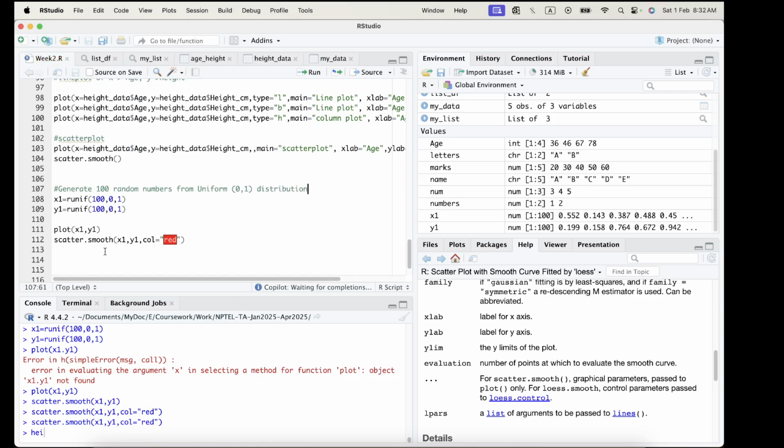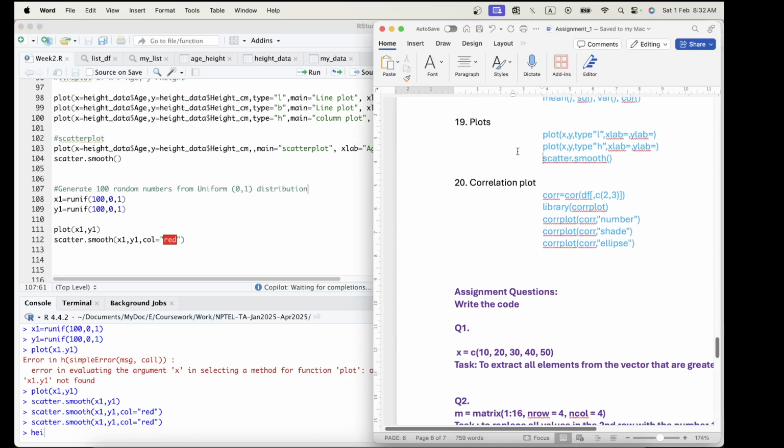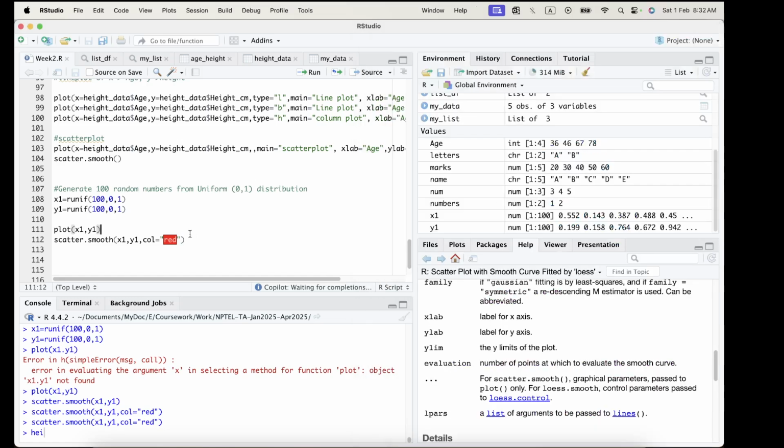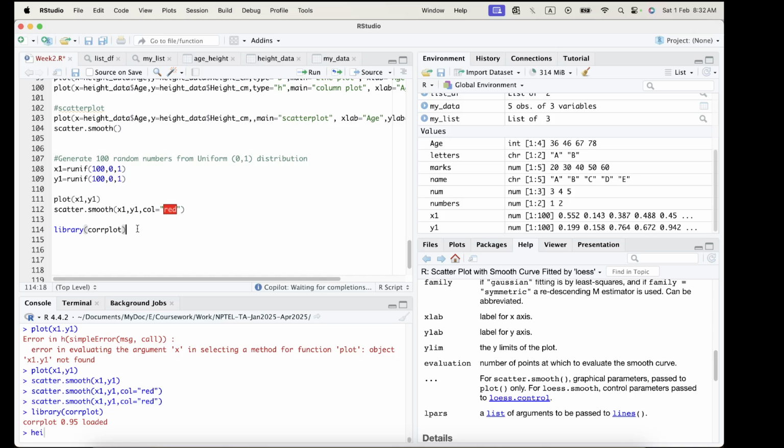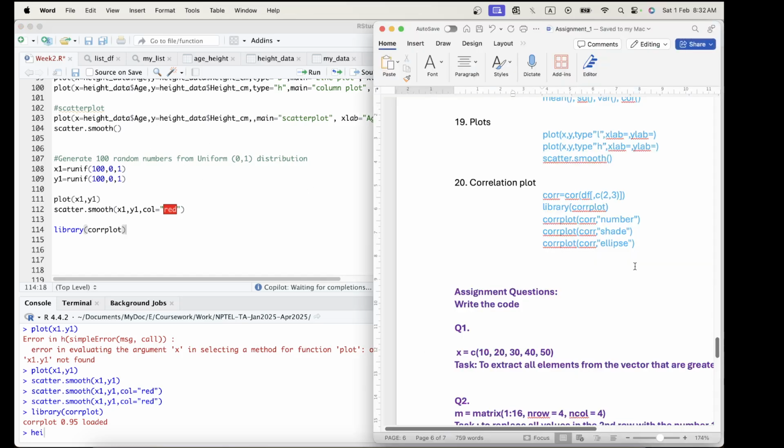Okay, so this was about plots, and the last part that we are going to cover is actually the correlation plot. To do that, we need a library called corrplot. So let us just install library corrplot.